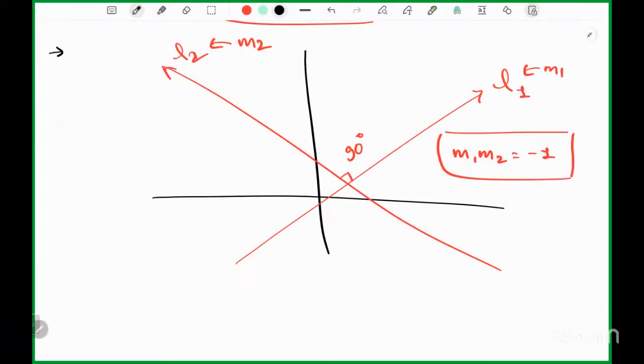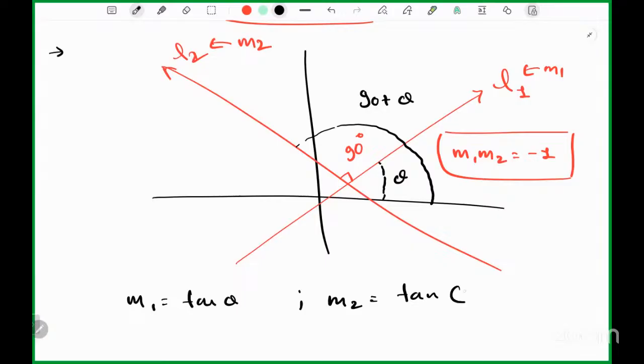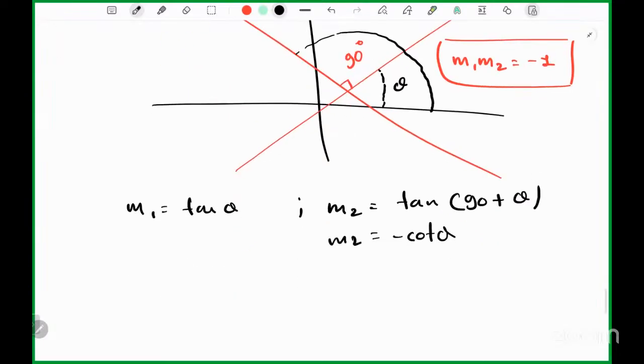Is there any doubt? It's basically the inverse relation between both slopes. Correct. Because what is happening here? Suppose this angle is theta, then this angle will be 90 plus theta. So if m1 is equal to tan theta, then m2 will be equal to tan of 90 plus theta. But we know that tan of 90 plus theta is nothing but minus cot theta. So m2 is minus cot theta, that means m2 is minus 1 by tan theta.